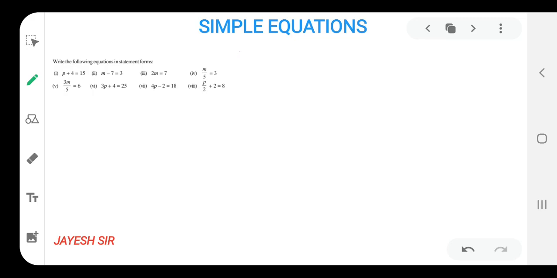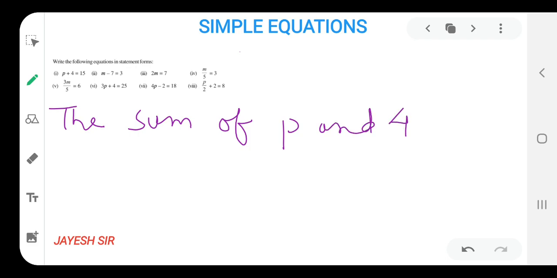So let us begin with that and start writing the statements based on the equations. So the first sum would be p plus 4. We can say like this, for the first sum I am writing: the sum of two numbers, p and 4, is 15. Yes, I hope you all might be getting it, because p plus 4 is given, that means sum is there. The sum of p plus 4 is 15. In a similar way we can write for the others also, friends. That was the easier type of sum.